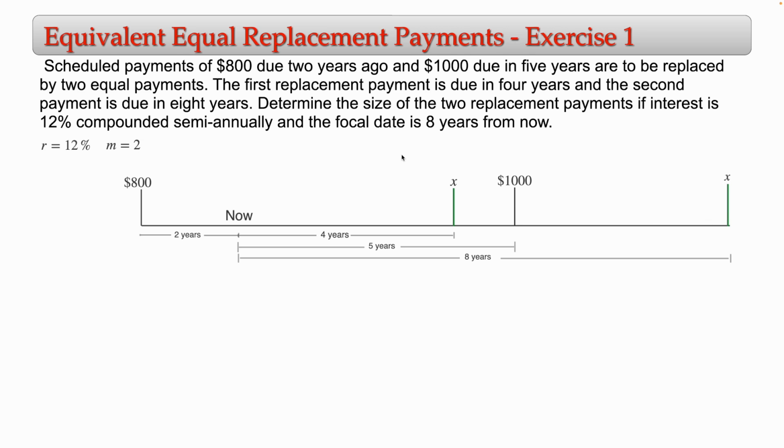So I'm going to compute the value of the money. In this problem, they told me that is 8 years from now. The focal date will be this point here. But actually, whatever focal date that you choose will give you a good answer of this x. It's good to put this focal date in a date when there is an unknown quantity.